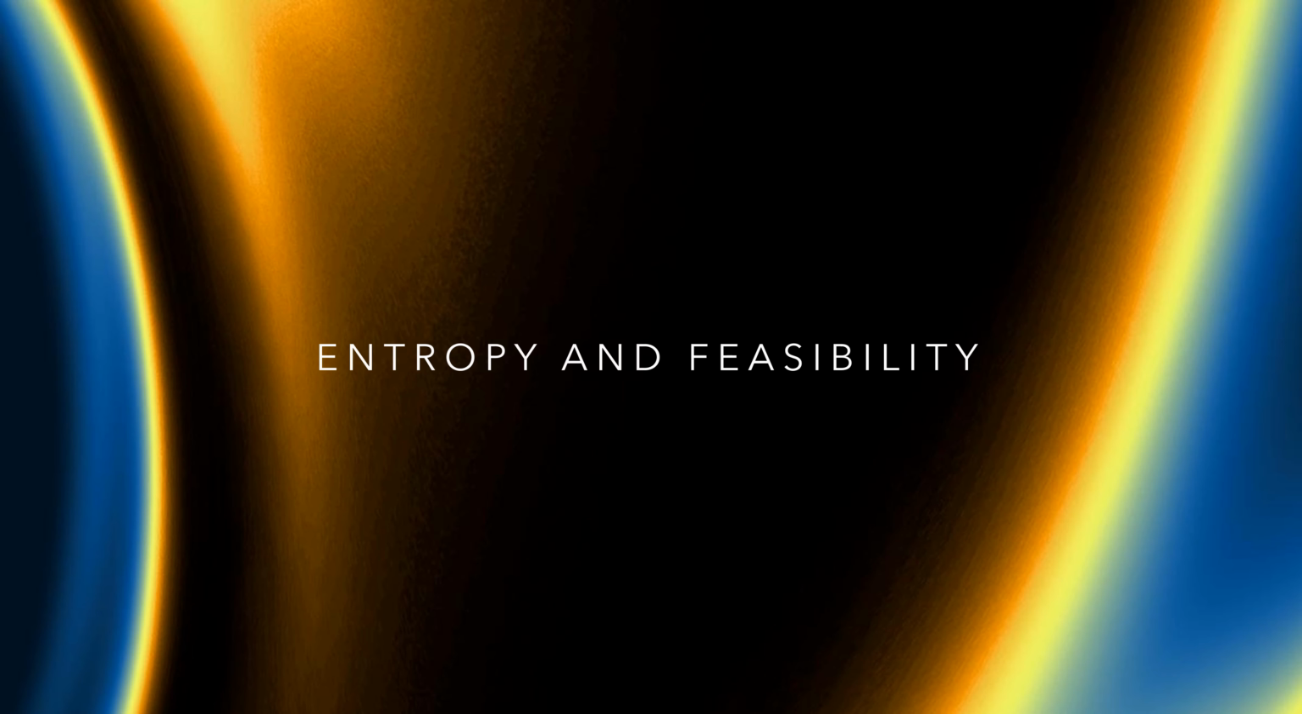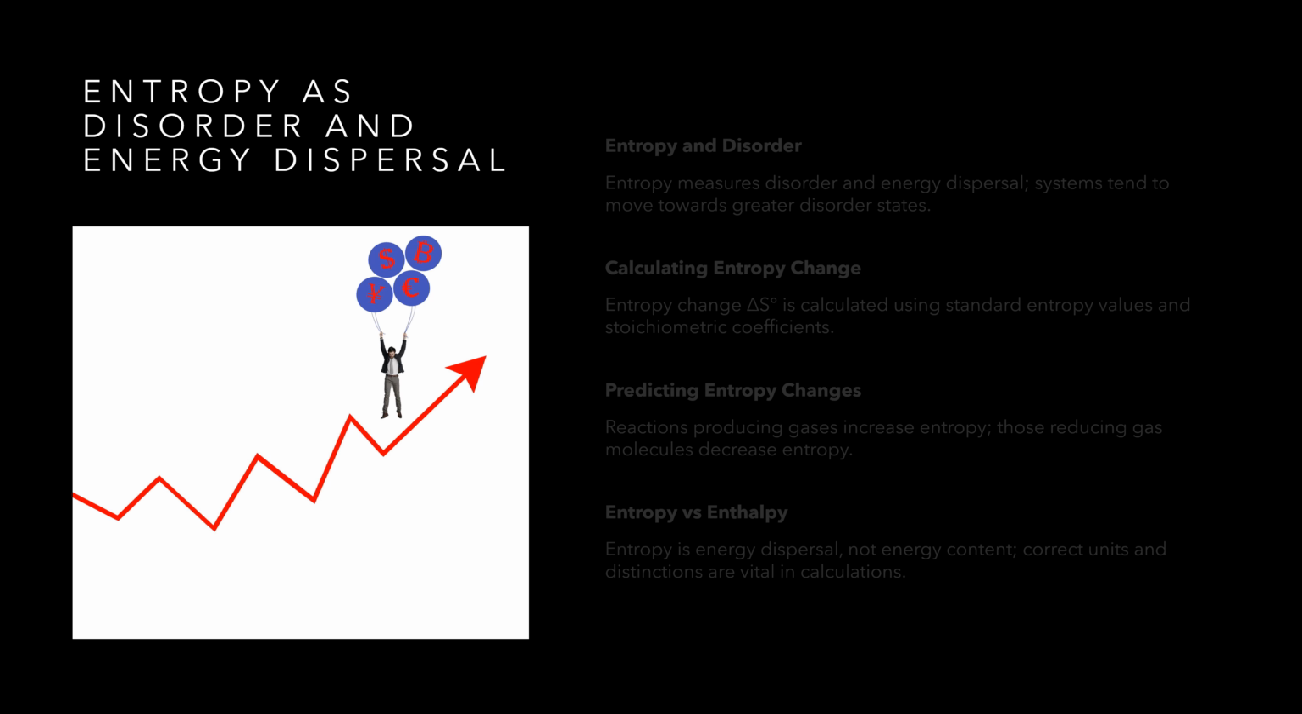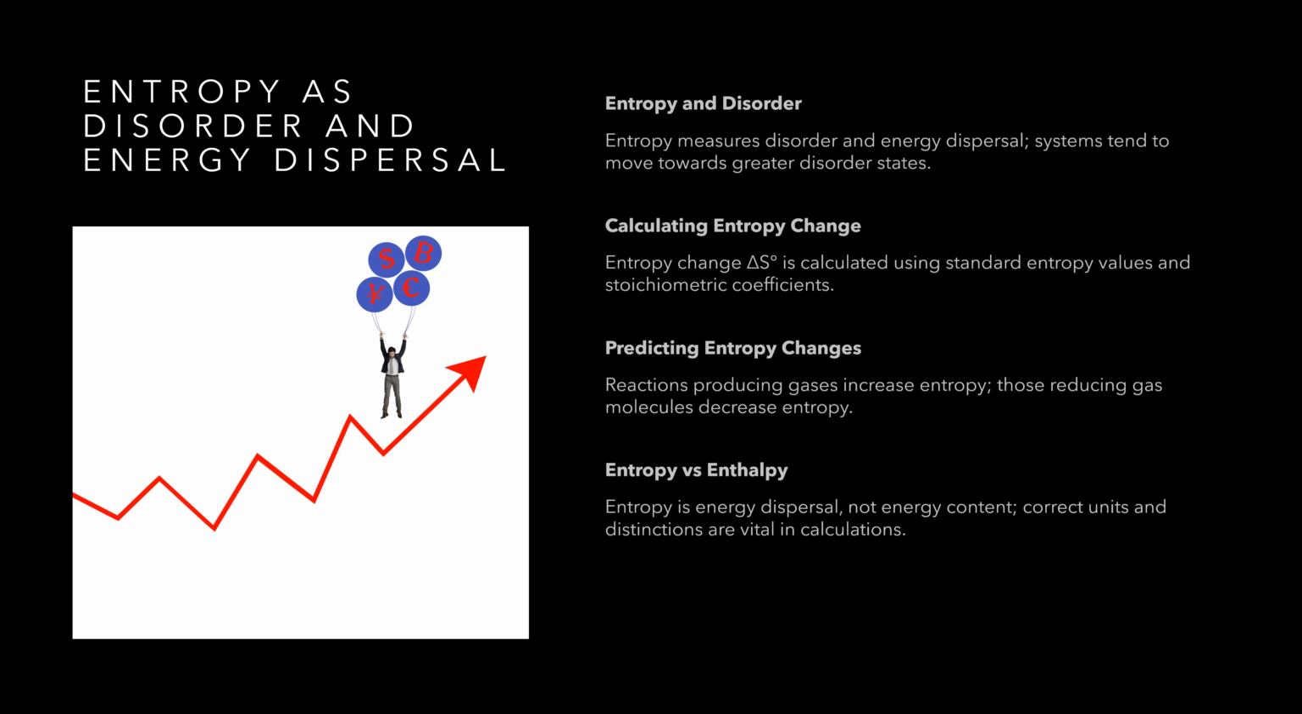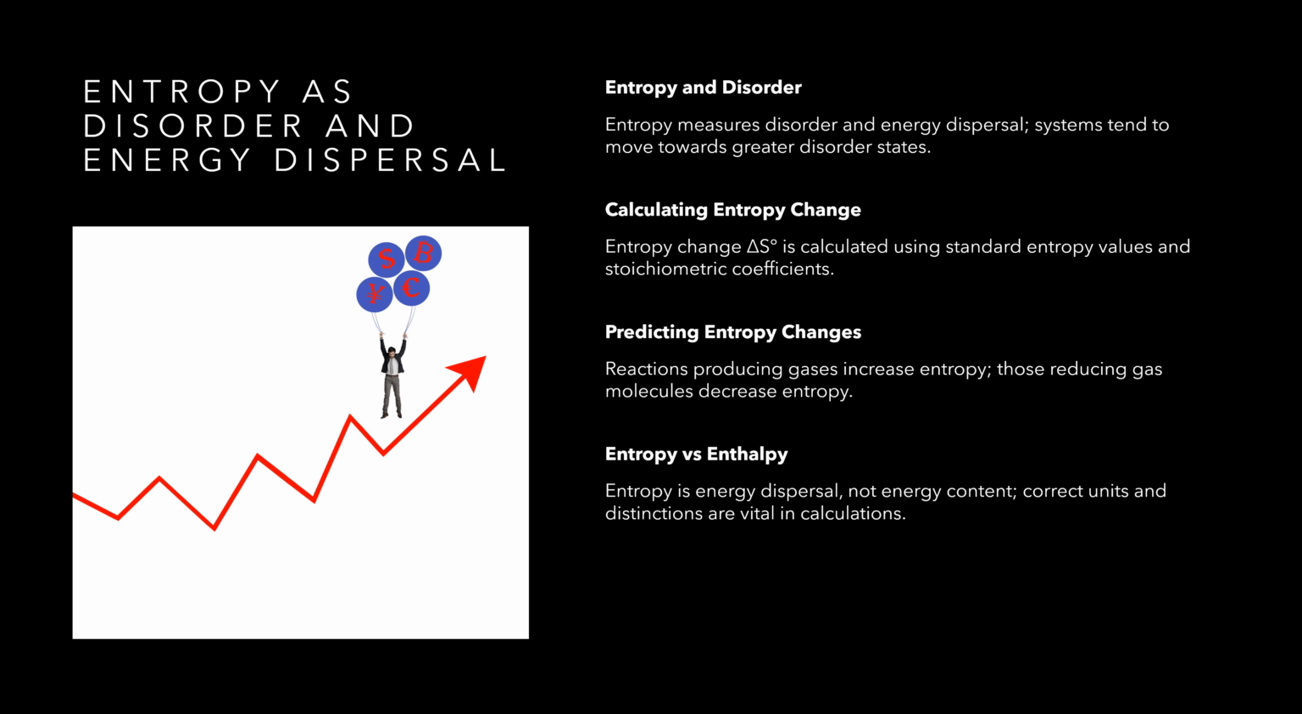Entropy as disorder and energy dispersal, Gibbs free energy and reaction feasibility. Entropy, symbol S, is a measure of disorder or energy dispersal within a system. Entropy increases when a substance changes from solid to liquid to gas, or when the number of moles of gas increases. Standard entropy values, S°, are given in data tables and have units of J K^-1 mol^-1.